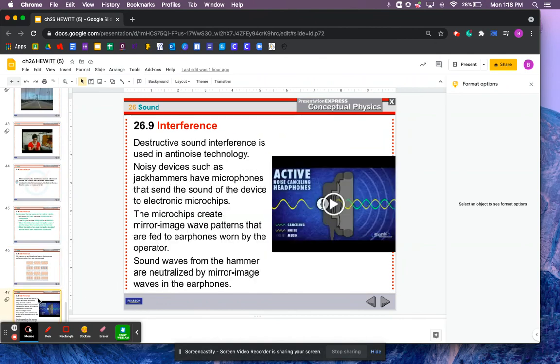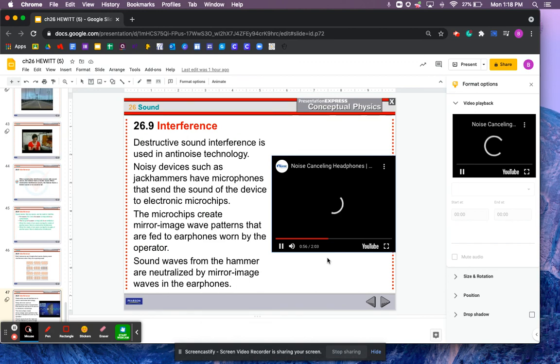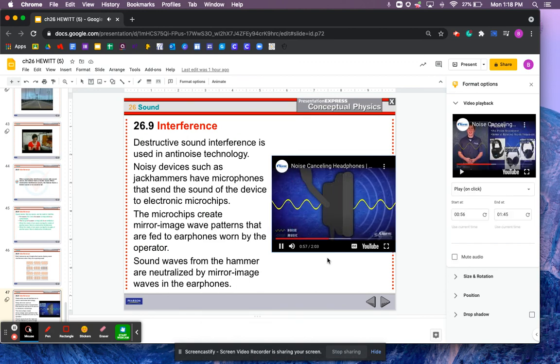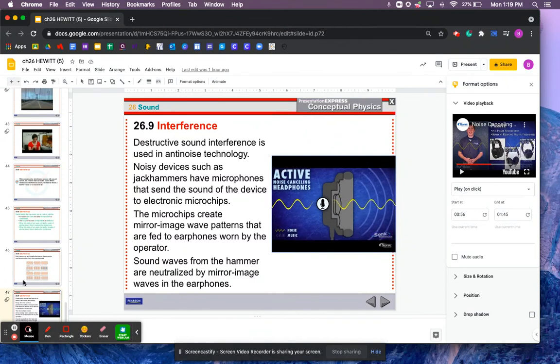That's actually how noise canceling headphones work. Again, I don't think the sound's going to work on this video, but I will post this video for you to see. It's a little snippet, less than a minute, explaining how noise canceling headphones work.